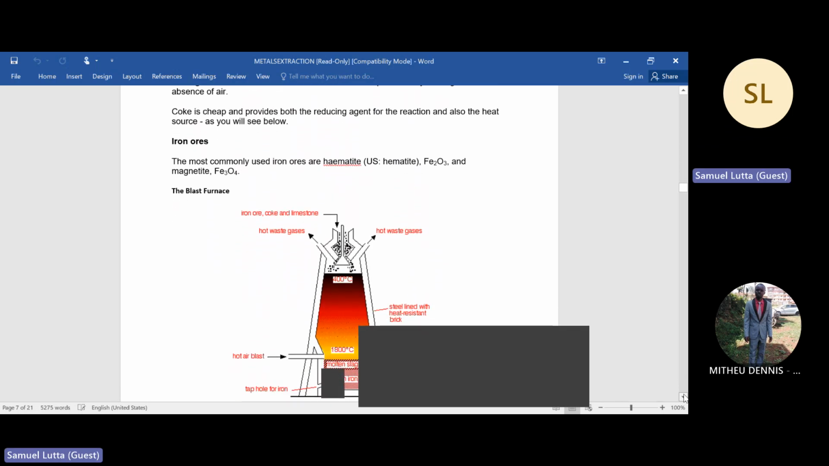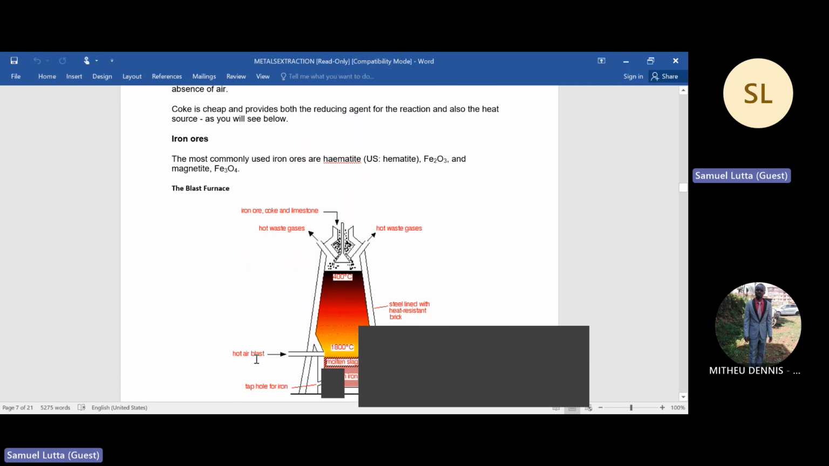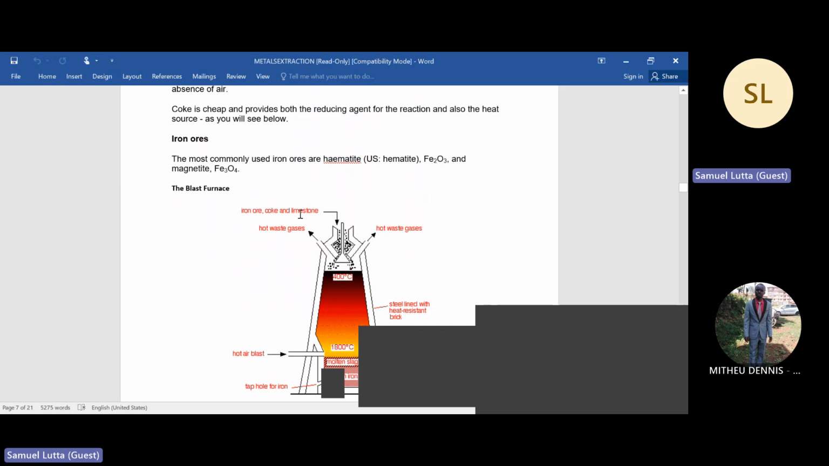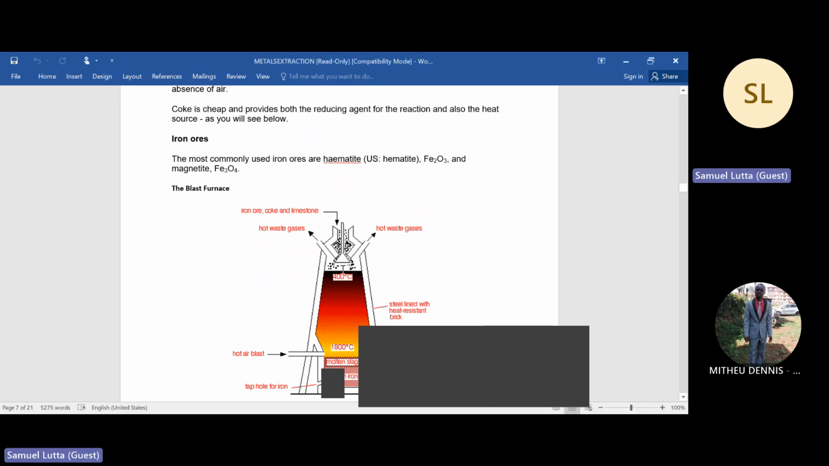And so in the extraction process, remember we talked about the blast furnace, where you introduce your ore, your raw material. The raw material is the ore, coke, which is carbon, and calcium carbonate. We shall see what calcium carbonate does. And then down here, you introduce the hot air, for the purpose of increasing the temperature of the furnace. This furnace is made of steel, which is heat resistant.